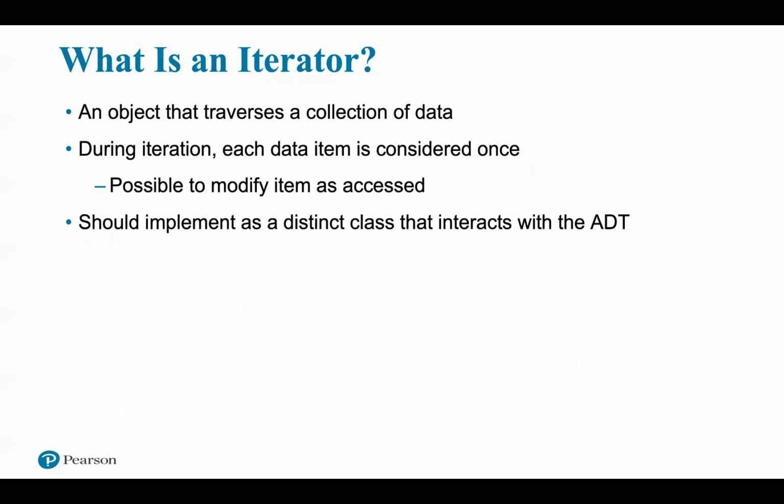So this is just a reminder. We talked about this before, but what is an iterator? It's an object that traverses a collection of data. During iteration, each data item is considered once, and it should be implemented as a distinct class that interacts with the ADT. So how would you count the number of lines on a page? We talked about this before.